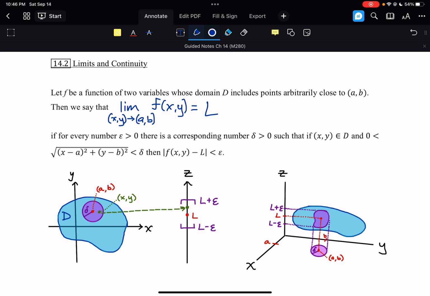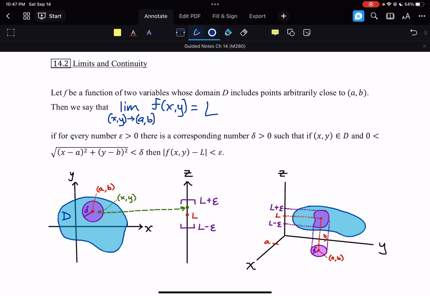So we say that the limit is equal to L if for every number epsilon greater than 0, this is a Greek letter epsilon, it's like a Greek letter E, there is a corresponding number delta greater than 0, so again, like a Greek letter D, such that if (x, y) is in the domain and we have the square root of (x minus a) squared plus (y minus b) squared less than delta, then the absolute value of f(x, y) minus L is less than epsilon. So now, this is a very loaded statement. You probably didn't understand anything that I just said. That's okay. Let's break it down.